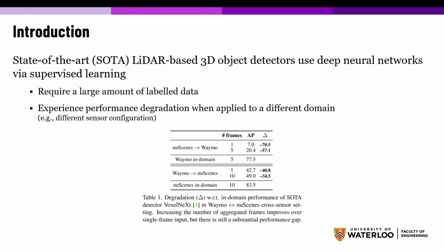For example, comparing the performance of a state-of-the-art object detector, VoxelNeXt, in the cross-sensor setting and in the in-domain setting, we can see a very large performance gap. And in this work, we aim to address this problem when switching to a different sensor.